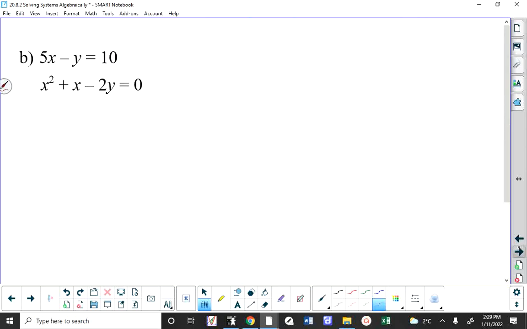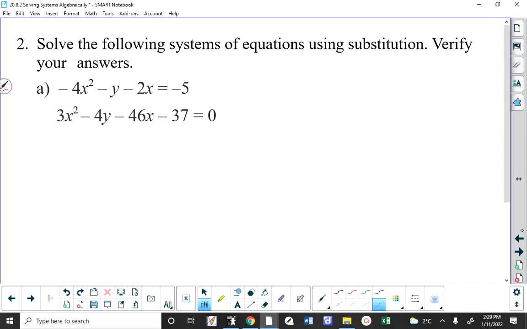All right, we just have one more example. It's number 2. We're going to be using substitution. Remember, with substitution, you take one of the equations and you rearrange for a variable to substitute it into the other. So let me ask you a question. Think about this. Do you think I should rearrange this equation for y? Does that make sense to you? Why would I do that?